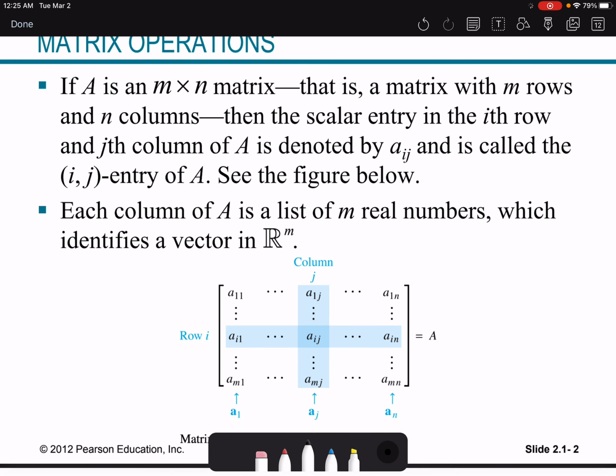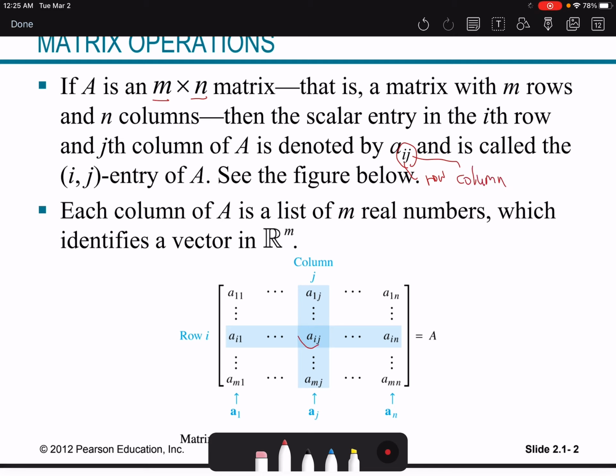If A is an M by N matrix, the M is how many rows you have, and N is how many columns you have. So it's a matrix with M rows and N columns. Then the scalar entry in the ith row and the jth column is denoted by Aij. The first subscript is the row, and the second one is the column.